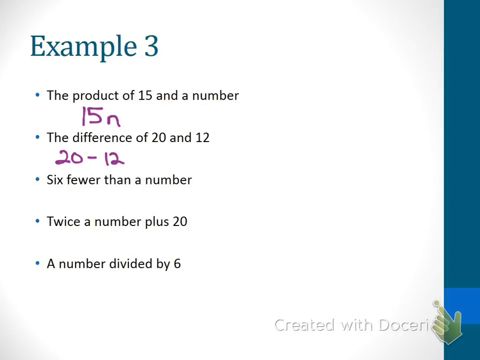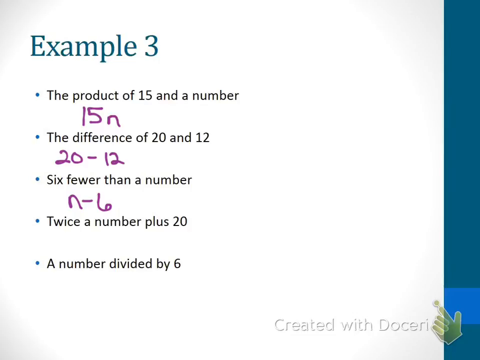All right, what about this one? 6 fewer than a number. Subtraction. It is subtraction, but because it's fewer than, instead of it being 6 minus n, I have to switch it, so it's going to be n minus 6. Okay, because of the fewer than. So since it says fewer than, I actually switch the order, and it's going to be n minus 6 because I'm taking 6 from n. I don't know what n equals.